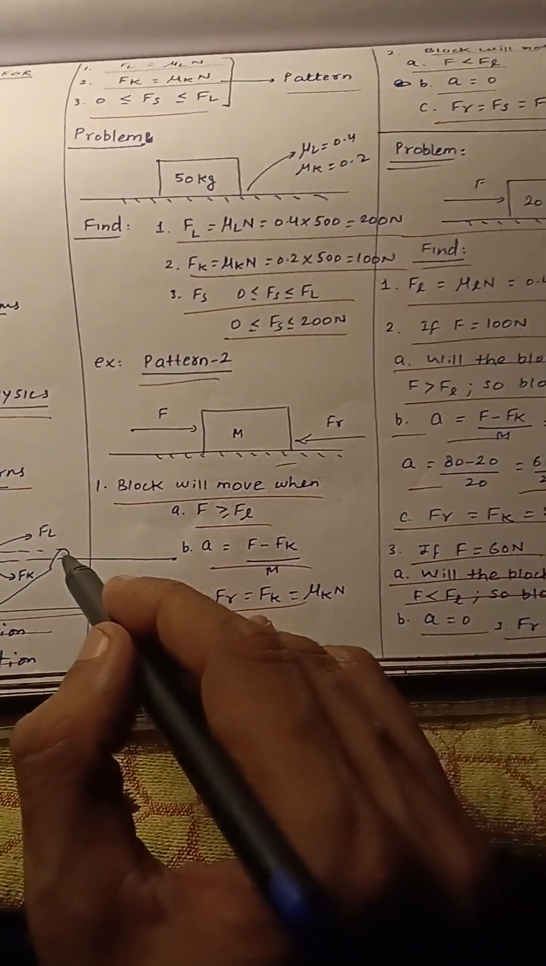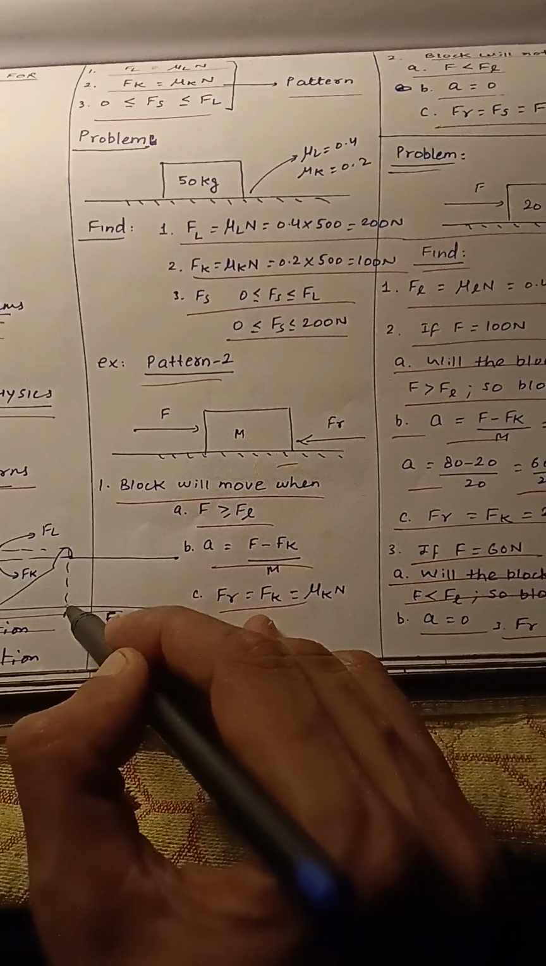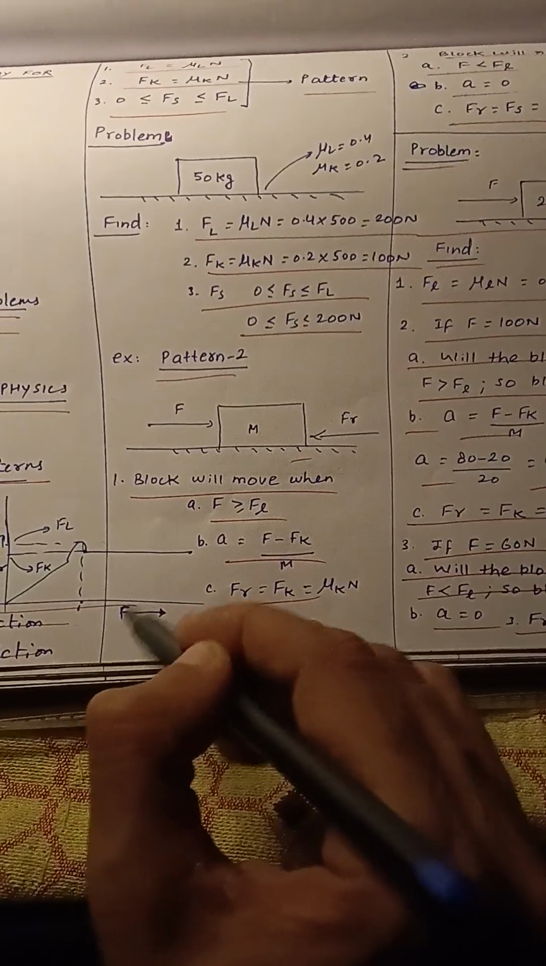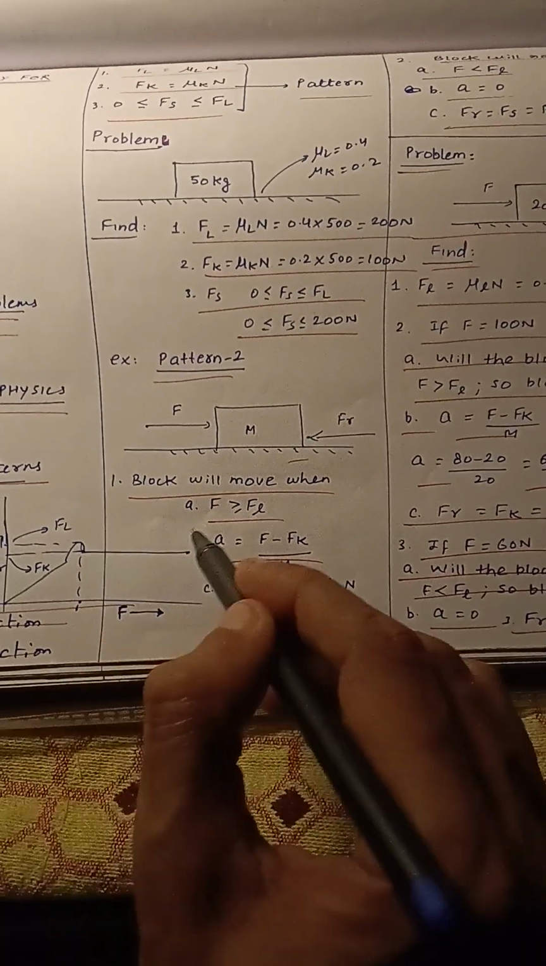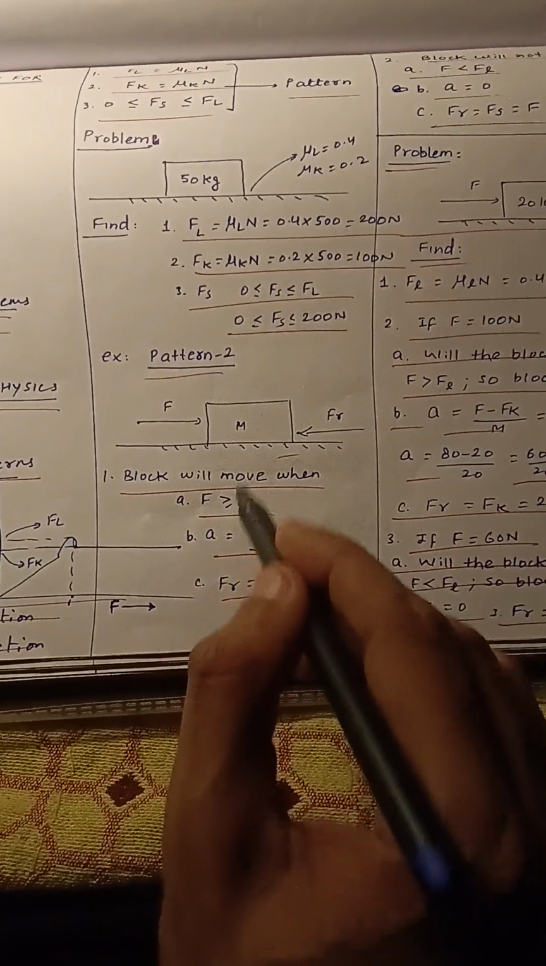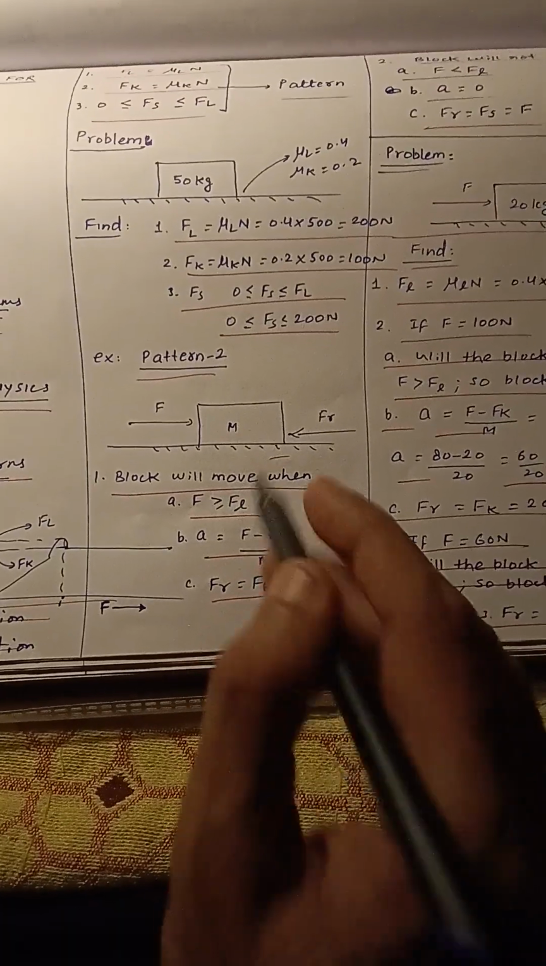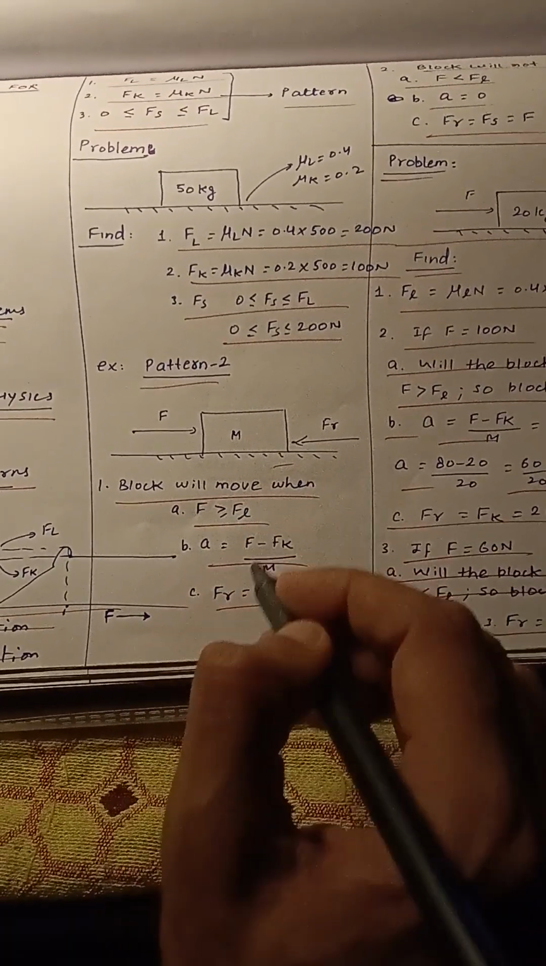You see, when the force reaches this point, it has been observed that when the external force exceeds the limiting friction, only then does movement start, or the relative slipping between the surfaces starts. So the concept here is F should be greater than FL.